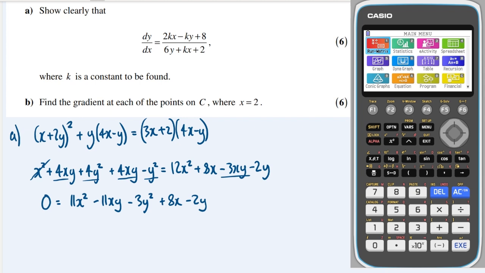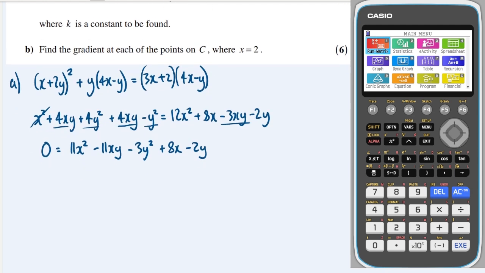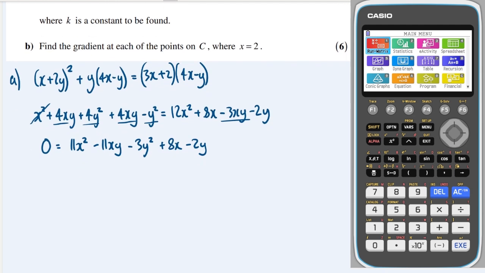Okay, great. Now we're going to need to differentiate. And let's identify first the products. We have, this one is a product.